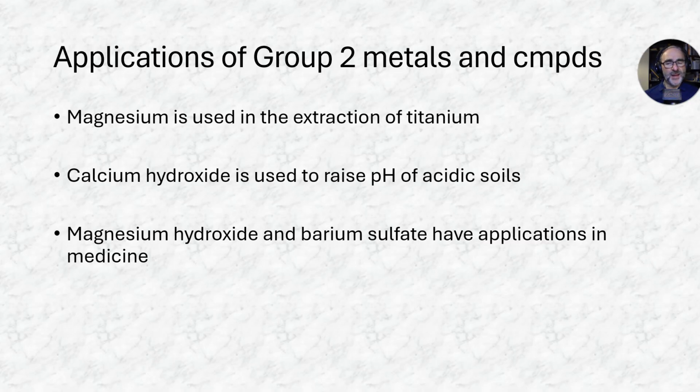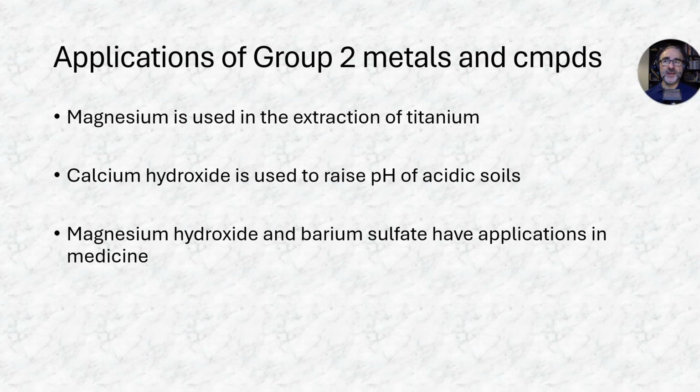Now, magnesium hydroxide and barium sulfate have applications in medicine, very different applications from each other. And if you remember, both of these are very insoluble. Magnesium hydroxide is sometimes called milk of magnesia, and a suspension of magnesium hydroxide is still used as an indigestion remedy. Barium sulfate is also very insoluble, but it has a very different application.